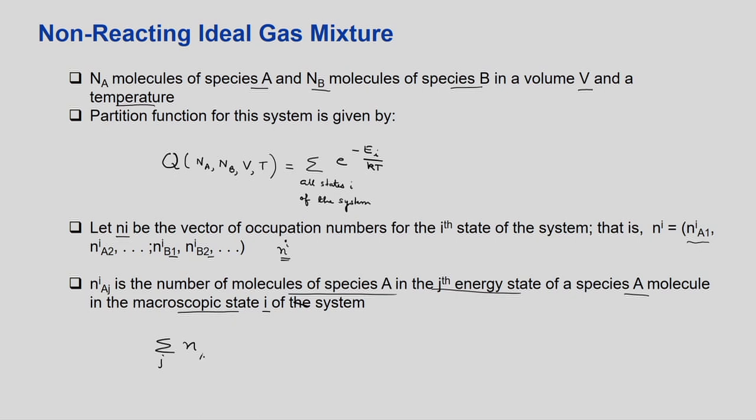N_A,j,i. So, this will be nothing but N_A, if I sum across all the occupation numbers across all the j energy states, and the summation of N_B,j in the ith microscopic state across all the states j, which is nothing but N_B. So, this is the way you define the number of molecules N_A and N_B.